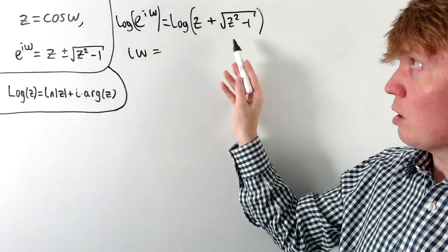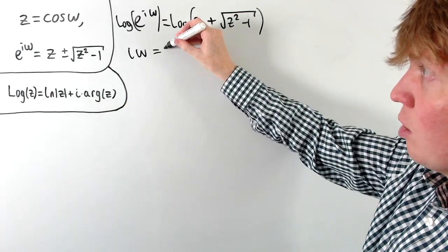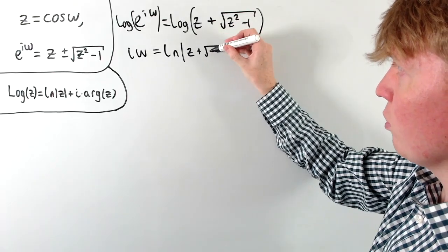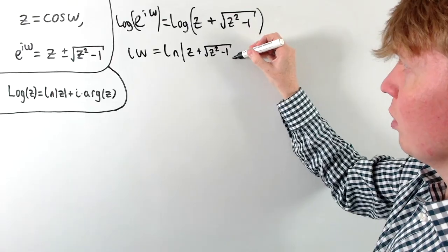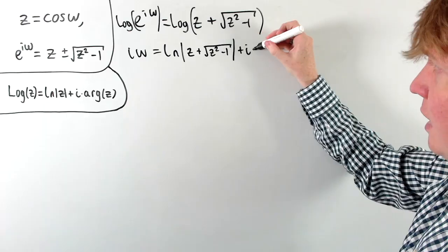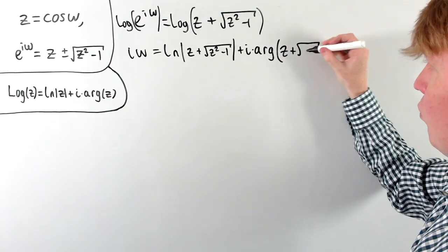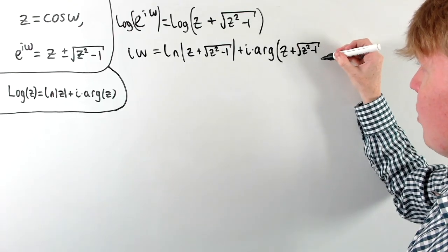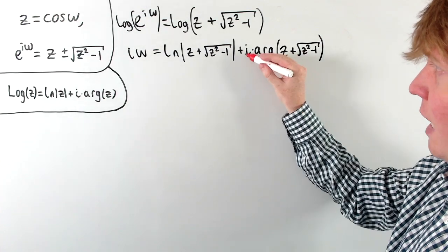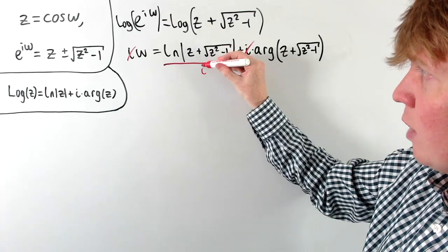So to take the complex logarithm of this, we're going to do the natural logarithm of the modulus of our complex number, so we get natural log of the modulus of z plus the square root of z squared minus 1, and then we've also got plus i times the argument of our complex number, so plus i times the argument of this complex number z plus root z squared minus 1. So then you can see to get w on its own here, we could just divide through by i. So divide by i, that cancels, then we get ln of this all divided by i.